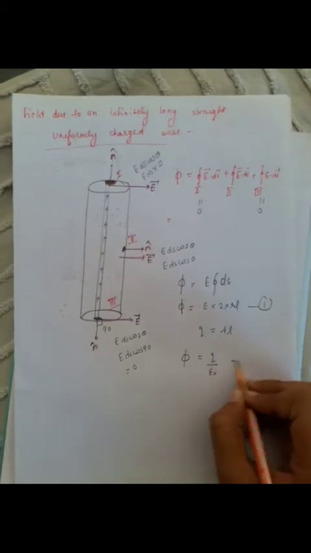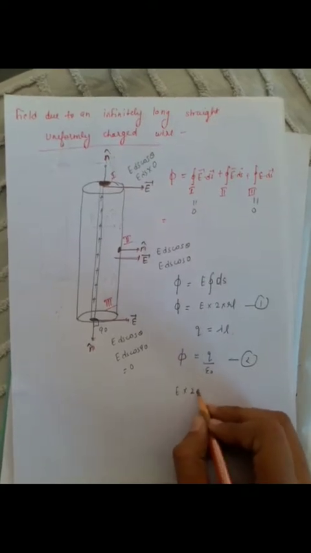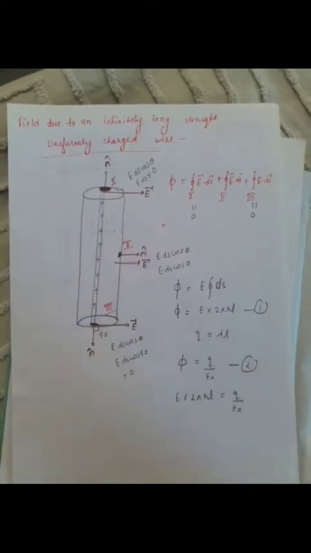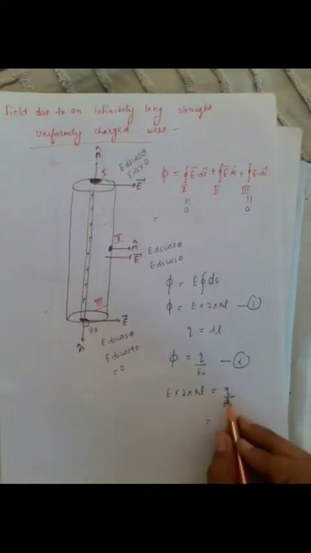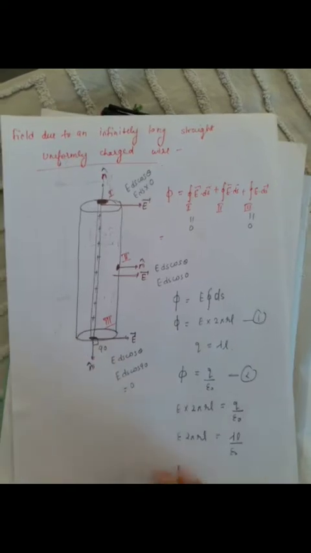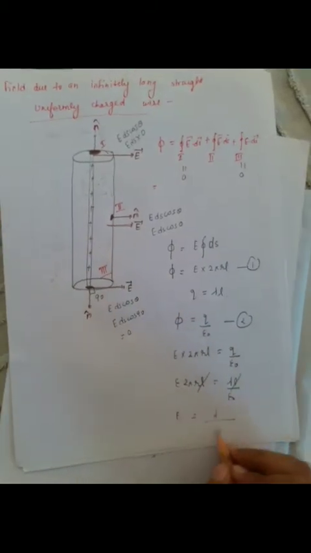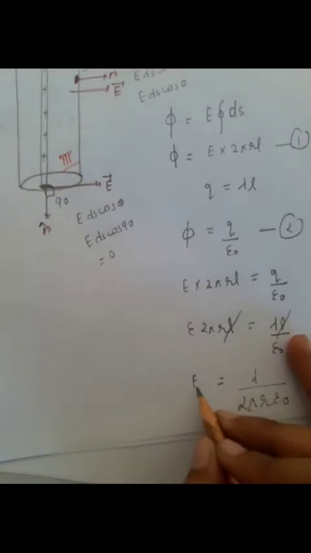Now the next case is phi is equal to Q upon epsilon naught. By using the first and second equations, we can say that E multiplied by 2 pi r L is equal to Q upon epsilon naught. Now what's the value of Q? Q is equal to lambda L for the line charge. Now E will be equal to lambda L, L cancels, upon 2 pi r epsilon naught. That is the electric field due to the line charge.